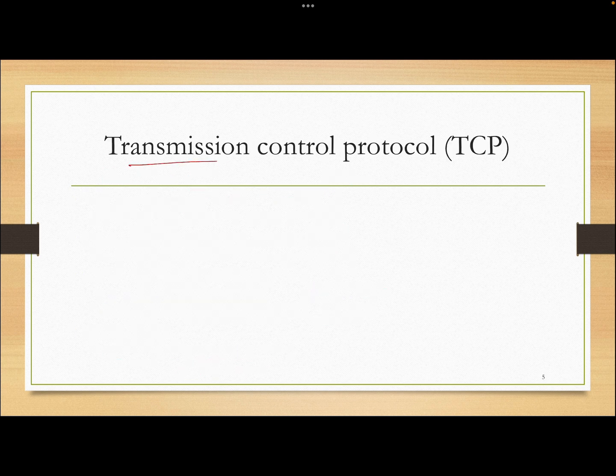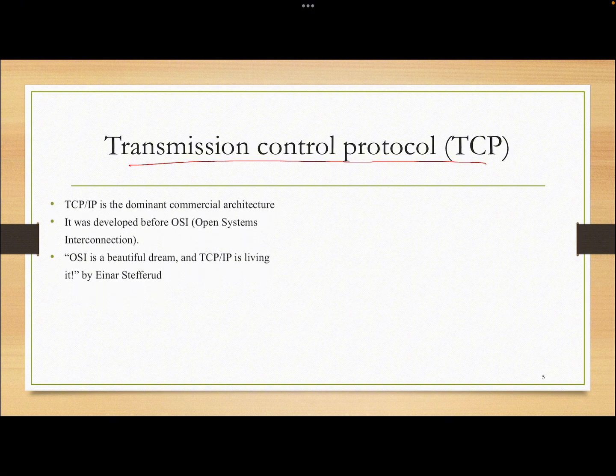Now this is why TCP is the dominant commercial architecture. This is kind of strange, because the standard was actually called the OSI model, Open System Interconnection. This is the international standard from the International Organization for Standardization, but no one used it.